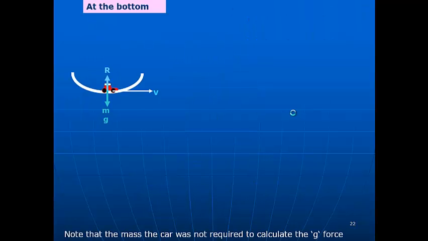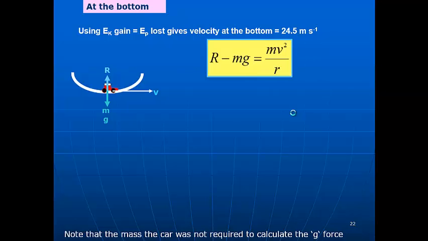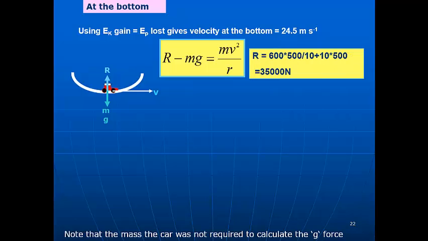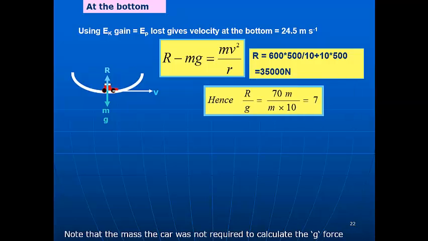So, at the bottom, what happens? We have the mass of the car, the resultant force, and the centripetal force. We found our velocity at the bottom: velocity squared was 600, so the square root of that is 24.5 meters per second. Now, our resultant force minus our weight force is equivalent to that centripetal force. We can work out the resultant by putting in the mass of the car: 600, our velocity squared, times 500, our mass, divided by 10, our radius, plus 10 times 500. That's basically just bringing the mg to the other side of the equation, which gives you 35 kilonewtons.